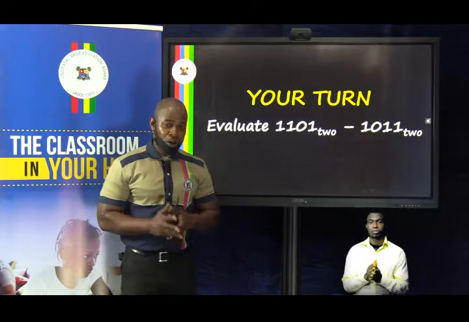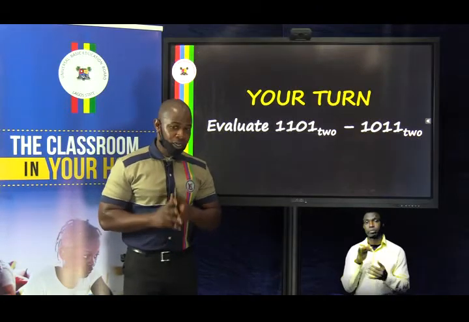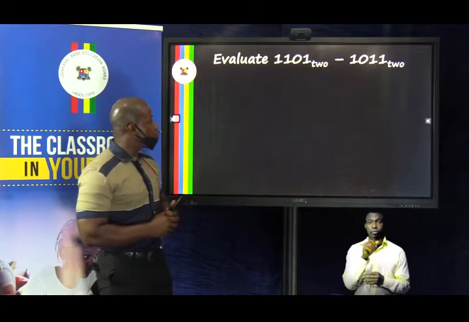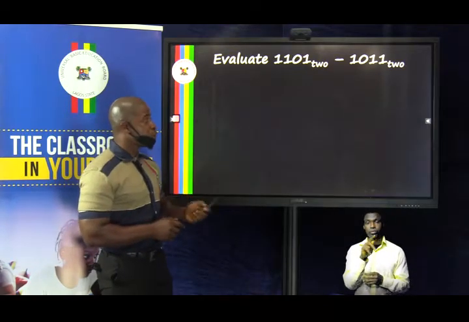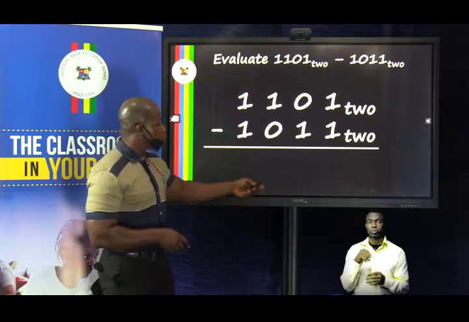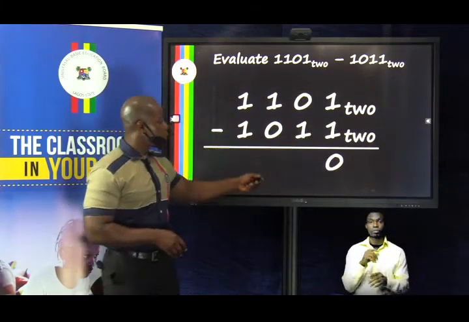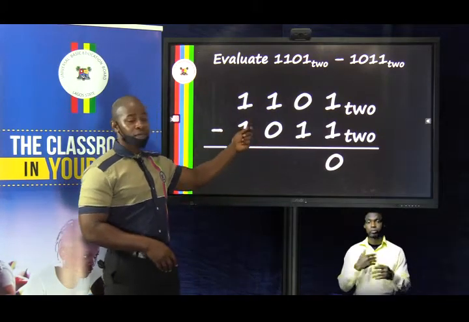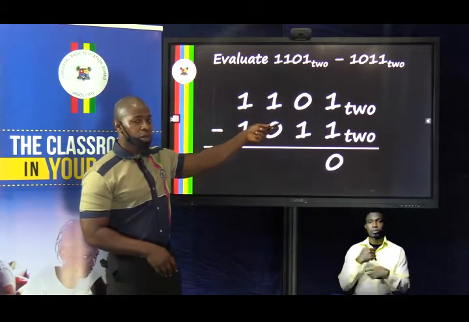Alrighty then, were you able to get it easily? Let's check it out. The question says, evaluate 1101 in base 2 minus 1011 in base 2. So we arrange it as usual. Now, starting from the ones, 1 minus 1 gives us 0. Now 0 minus 1 is not possible, so we'll go to the next place value to borrow 1 so that we can make it possible.